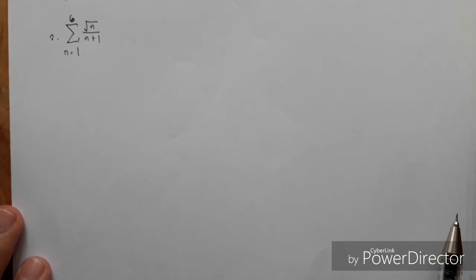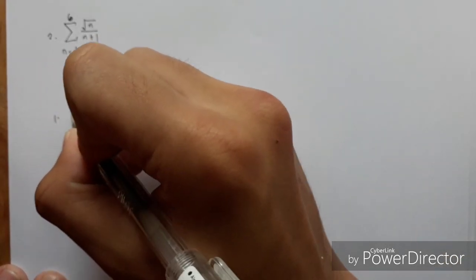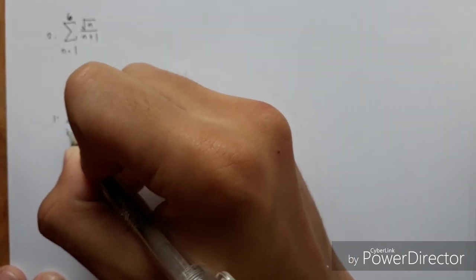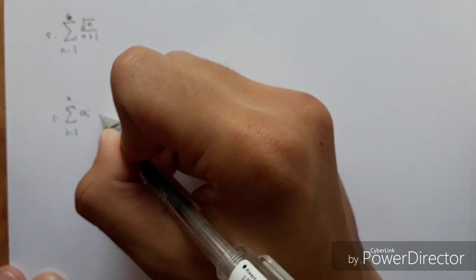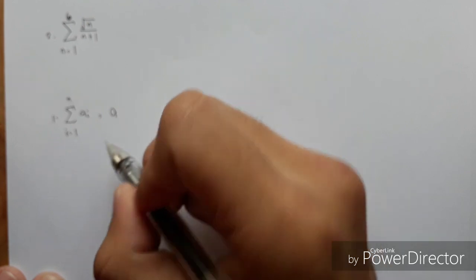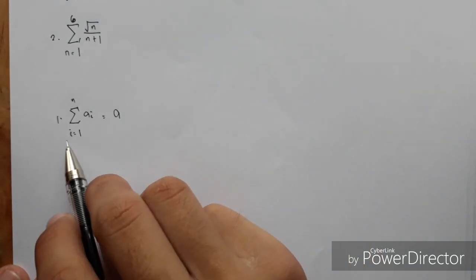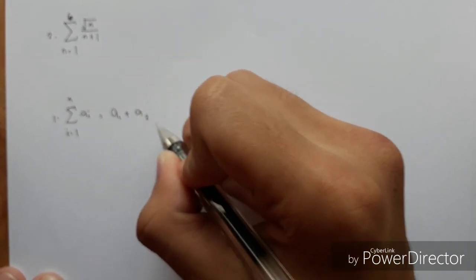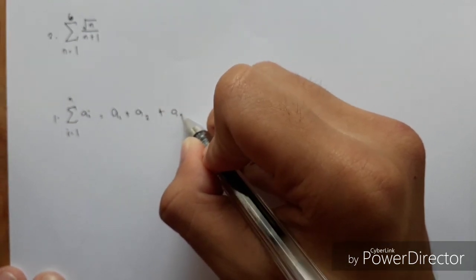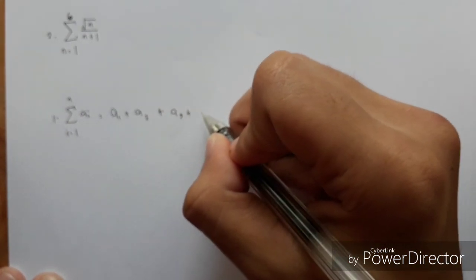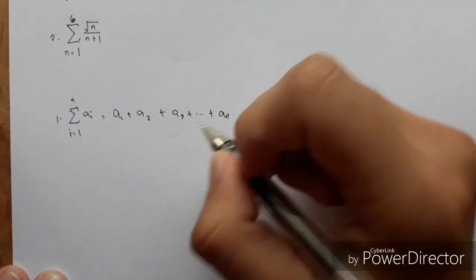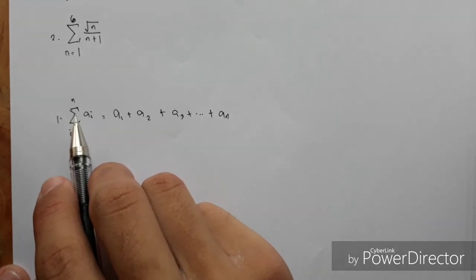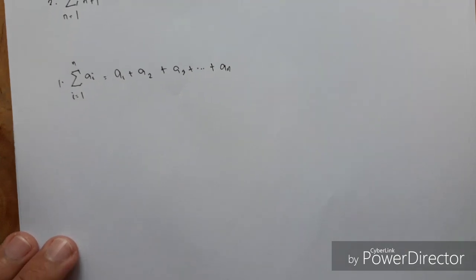The first example is the summation of a sub i, where i is equal to 1 up to n. Let's expand. It is a sub 1 plus a sub 2 plus a sub 3 plus up to a sub n, which is the last term, the limit.